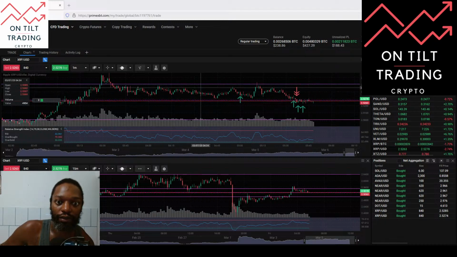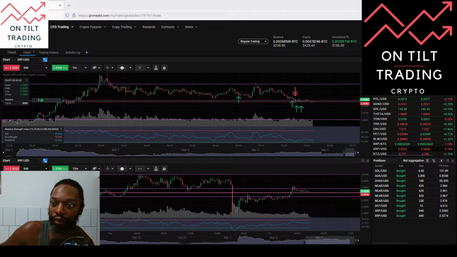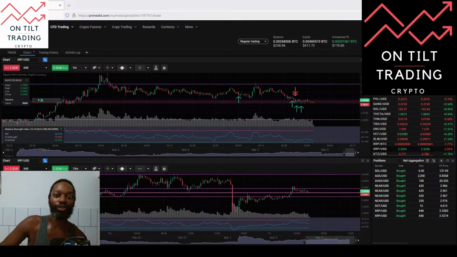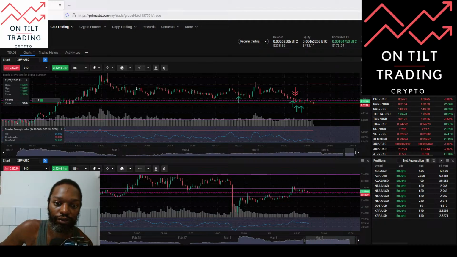These purple lines that you see up here and down here also coincide with the purple lines that you're seeing down here. These are Camarilla pivot points. These pivot points are the backbone of my trading system. They give me direction on trades and give me positioning on trades.